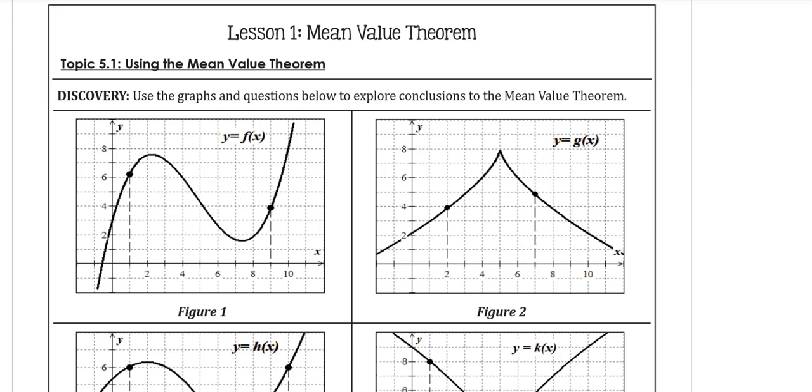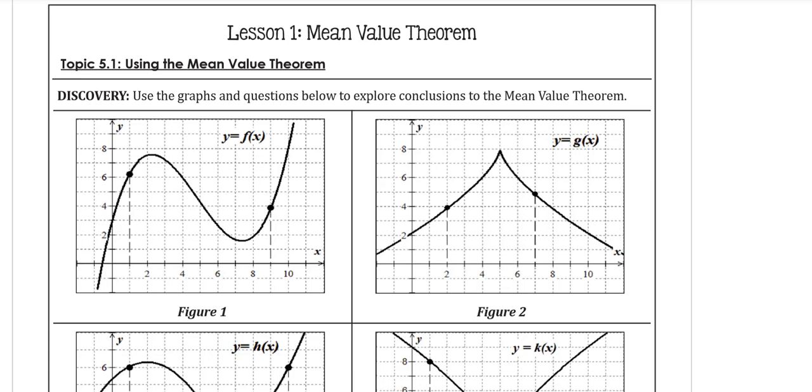This is Unit 5, Analytical Applications of Differentiation, Lesson 1, Mean Value Theorem, Part 1. So what we're going to do is look at the mean value theorem and a special case of it, which is Rolle's theorem. This is another existence theorem that we have, kind of like the IVT.